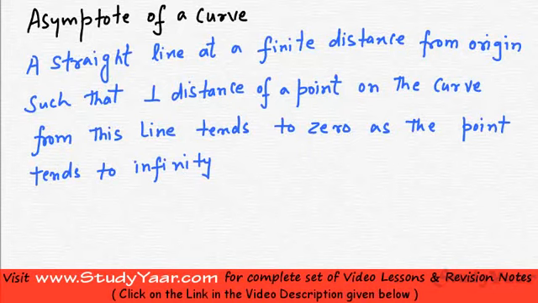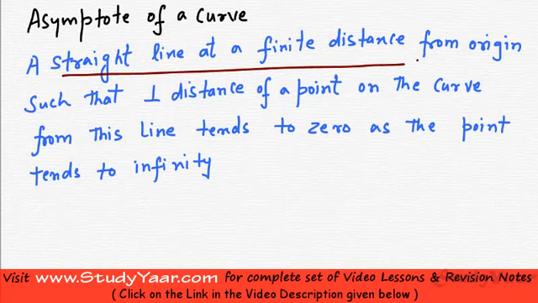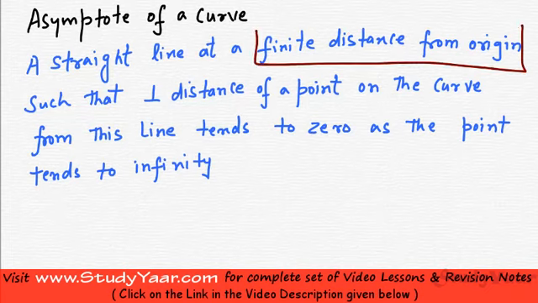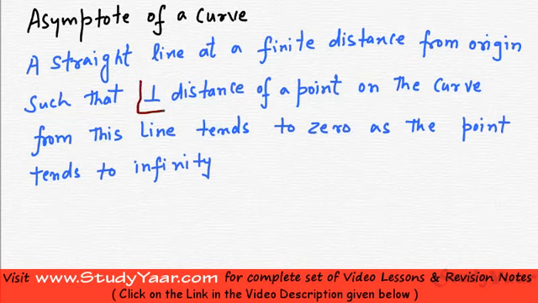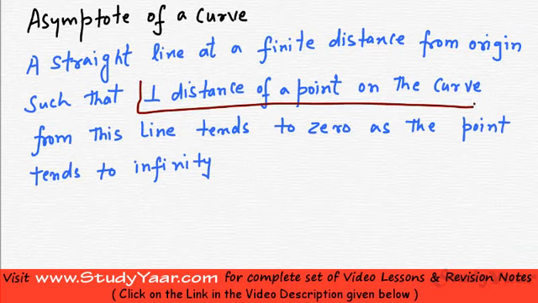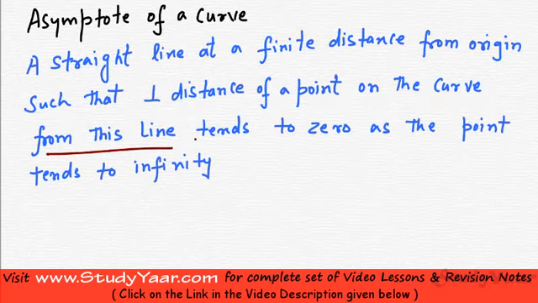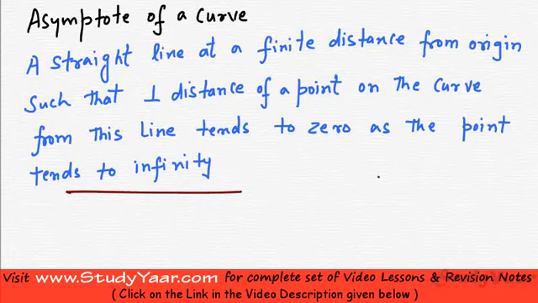Now let's understand another characteristic, which is called the asymptote. An asymptote is essentially a straight line at a finite distance from the origin. This is an important thing that we want to concentrate upon. It is a straight line at a finite distance from the origin such that the perpendicular distance of a point on the curve from this particular line tends to 0 as the point tends to infinity.